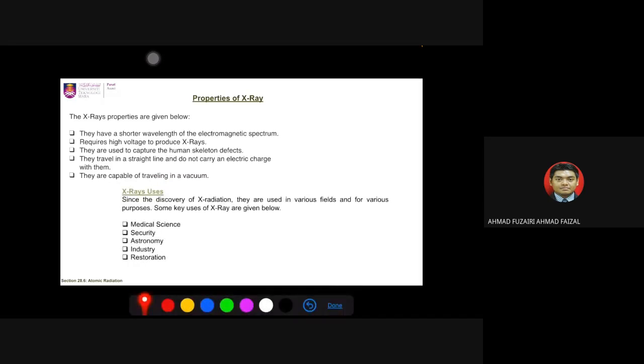Since the discovery of X-ray radiation, they have been used in various fields. Okay, these are examples of the application of X-rays in medical science, security, astronomy, industry, and restoration.